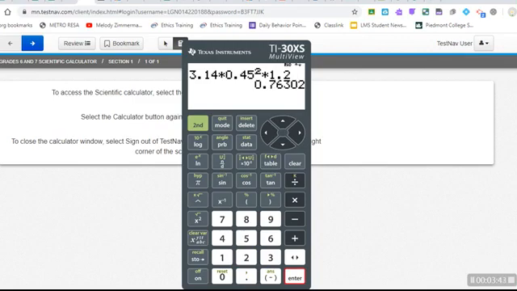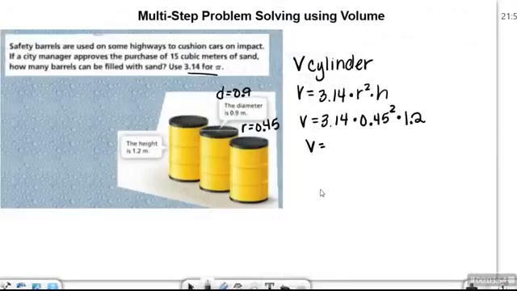So let's round. And for this one, I'm going to go to the hundredths place. So that's between the 6 and the 3. So the 6 looks at the 3 and it tells it to stay. So 0.76. So I'm going to make this approximately 0.76. And this is meters cubed. All right, so this is the volume of one barrel.